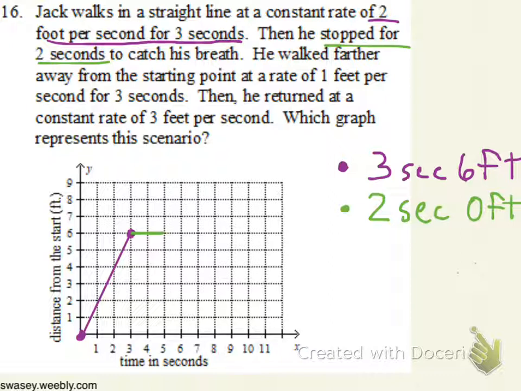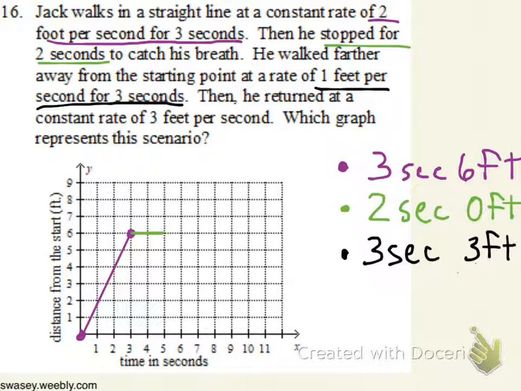Next, he walks farther away from the starting point at a rate of 1 foot per second for 3 seconds. So 3 seconds have passed, 1 foot per second, so that's 3 feet farther away from the starting point. So now we're at (8, 9).